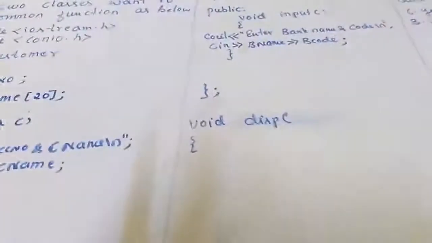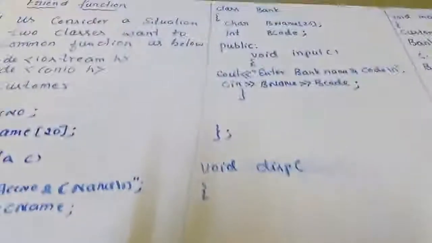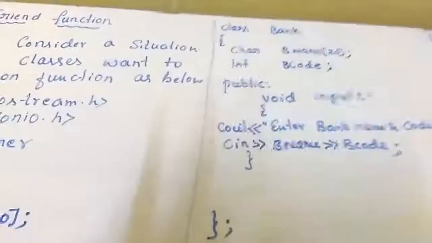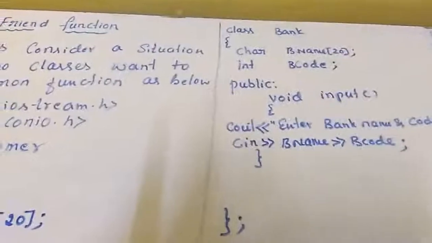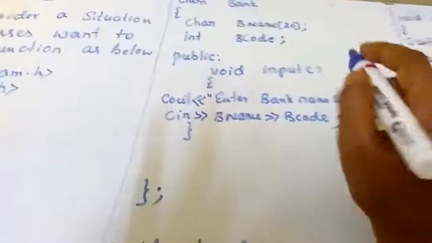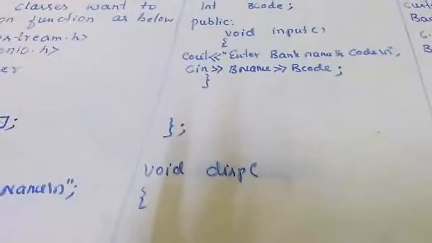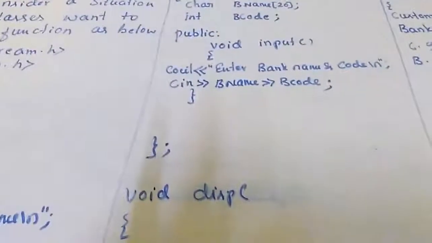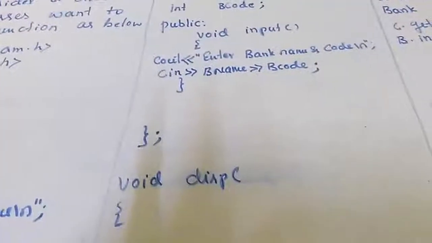Here display is a non-member function. Okay, then how to give rights to the display function to access private data? We are going to display the private data of class customer and class bank from the display function. Then how to access? As per the rule, you know that a non-member function cannot access private data. Here display is a non-member function.